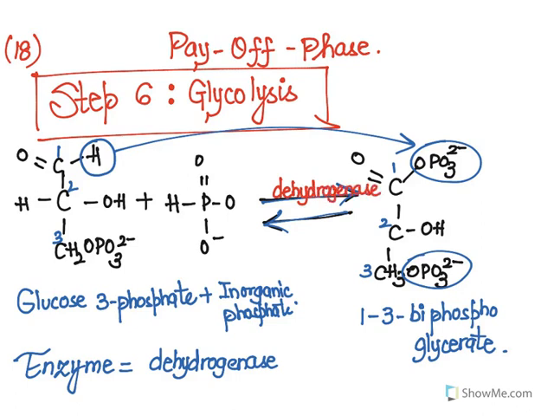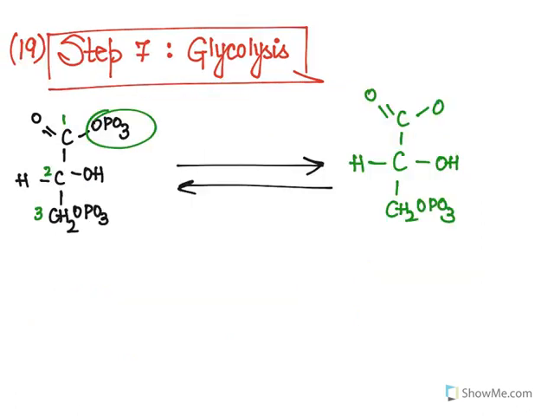And why is it called dehydrogenase? Because hydrogen is removed and a phosphate group is added. Hence the name dehydrogenase. All right, so now we are on step 7 of glycolysis. Long steps, a lot to remember in this concept.